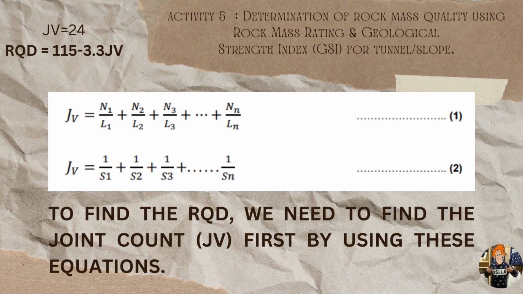And then we're going to find the RQD. To find the RQD, we're going to use equation 2 suggested by Palmstrom 1982, where RQD equals 115 minus 3.3 Jv. First of all, we need to find the Jv. To find the Jv, we're going to use the Jv second equation as shown. So Jv equals the sum of 1 over S1, where S1 indicates joint set number 1.